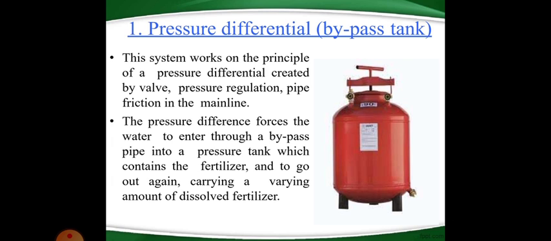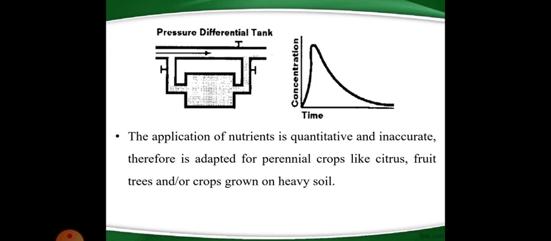Pressure differential bypass tank. This system works on the principle of a pressure differential created by valve pressure regulation pipe friction in the main line. The pressure difference forces the water to enter through a bypass pipe into a pressure tank which contains the fertilizer and to go out again carrying a varying amount of dissolved fertilizer. The application of nutrients is quantitative and inaccurate, therefore is adapted for perennial crops like citrus fruit trees and grown on heavy soil.